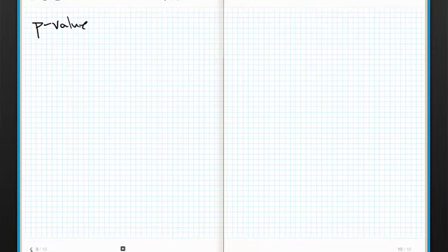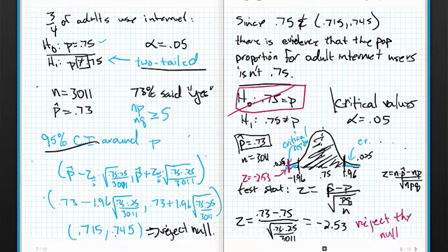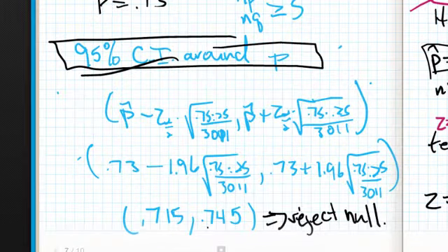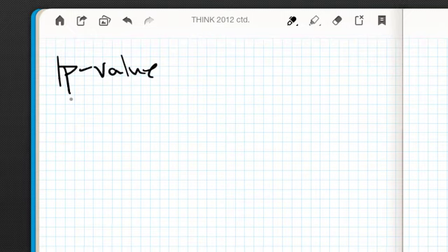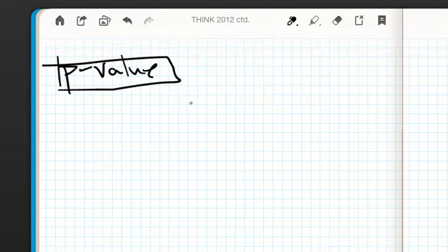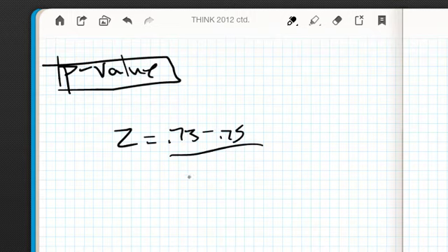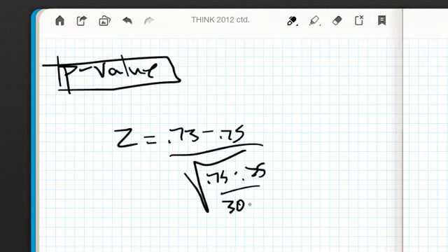With either the critical value, remember this right here is called the critical value method. This is the confidence interval around the proportion. And then what we're about to do is called the p-value. But if you've already done the critical value, then the heavy lifting is already done. Your computer does it with p-values. Now, the p-value is actually real simple. All you do is find the z-test statistic, which we know was 0.73 minus 0.75 divided by the square root of 0.75 times 0.25 divided by 3011.